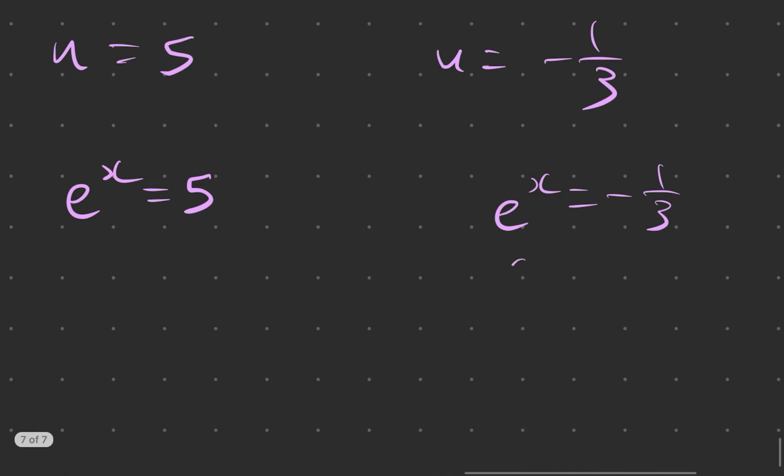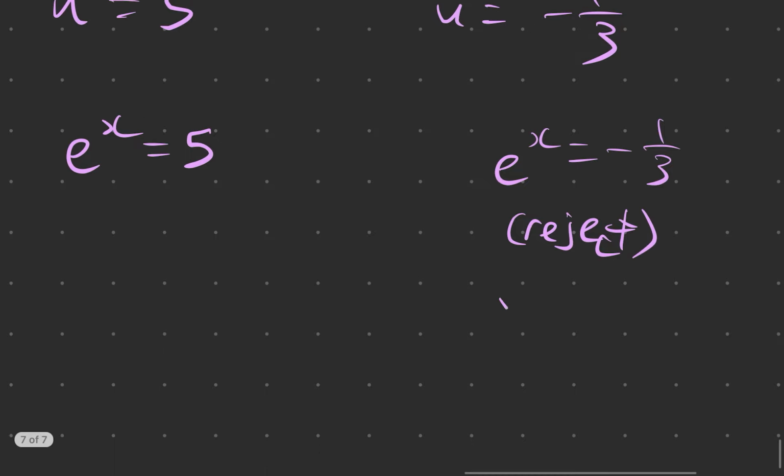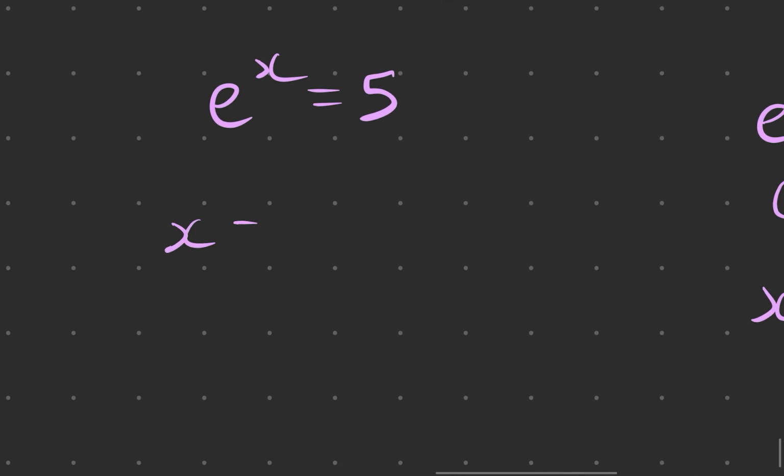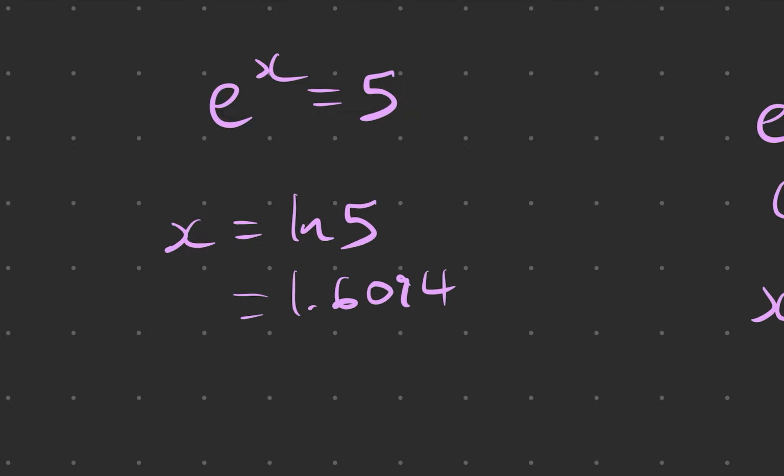And we're going to have to reject that one, because that will give us x equals ln of negative 1/3, and we can't have that. That's negative. So x will equal ln 5, which will give us 1.609437, which if I round it off to 3 significant figures will be 1.61.